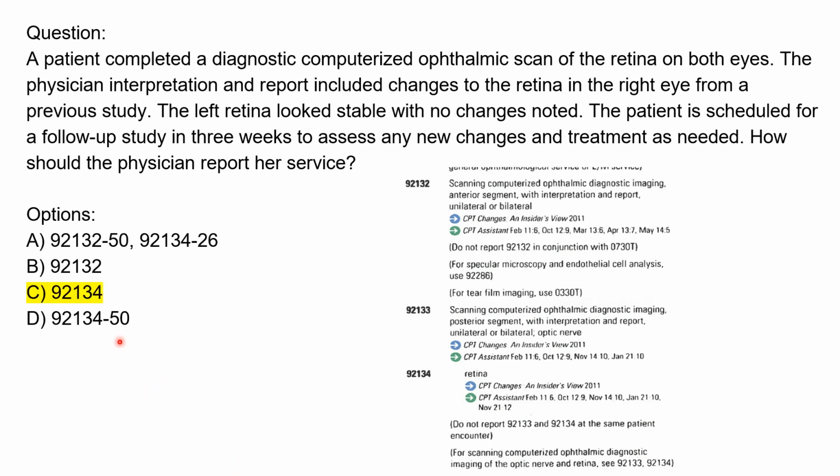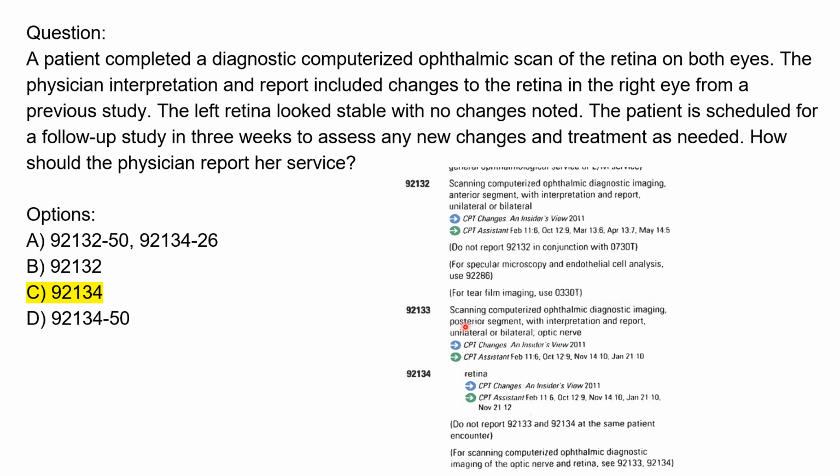So yes, 92134, it is because there is ophthalmic scanning of the retina of both the eyes has happened. So we will require a code 92134. But there is no need to write a modifier 50 because this is the indented code.